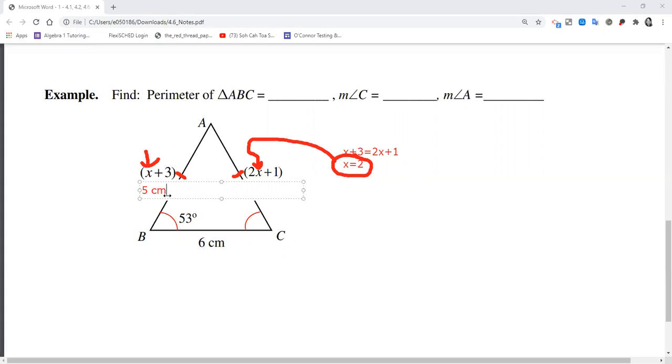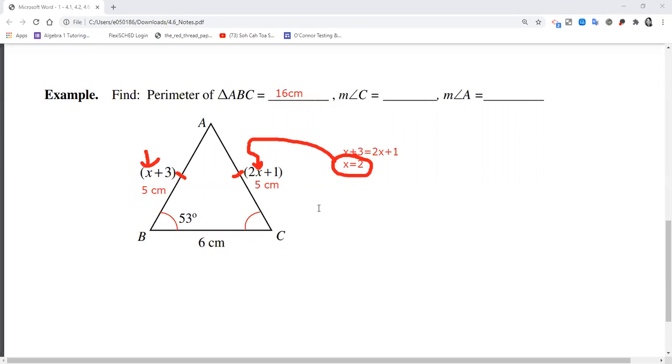Oh, okay, and then I'm going to do it again over here. 2 times 2 is 4 plus 1. That's also 5 centimeters. Okay, so when I'm looking for the perimeter of this triangle, all I have to do is add around the outside. So 5 plus 5 plus 6 gives me a perimeter of 16 centimeters.